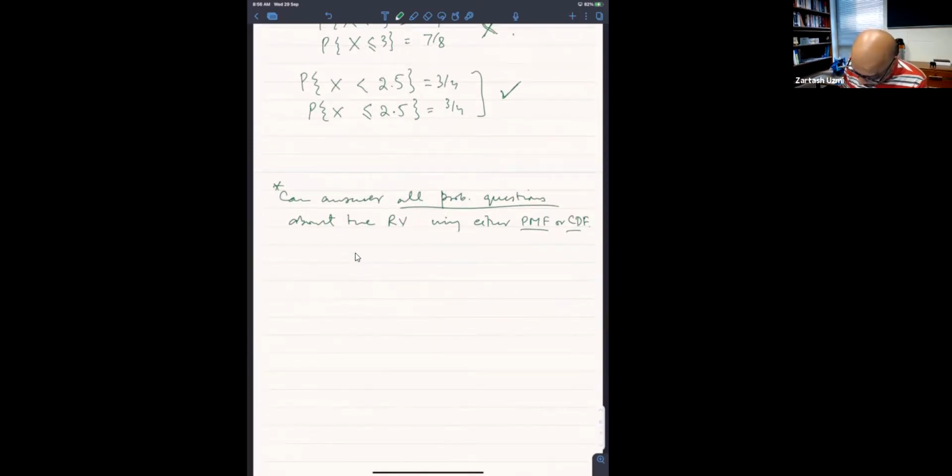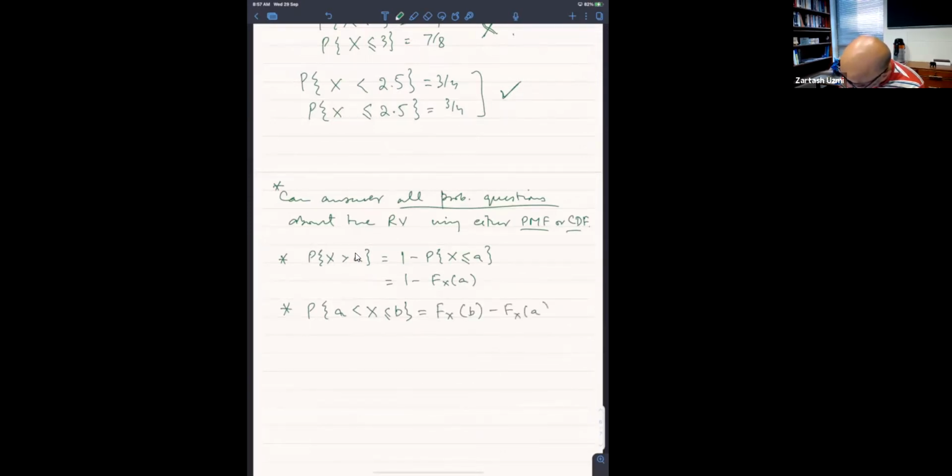एग्जांपल देते हैं. एग्जांपल ये है, what is the probability x is greater than a? I can answer this: 1 minus probability x is less than or equal to a. This is equal to 1 minus capital Fx of a, 1 minus the CDF evaluated at a. What is the probability a is less than x less than or equal to b? This, you can verify, would be equal to Fx of b minus Fx of a.